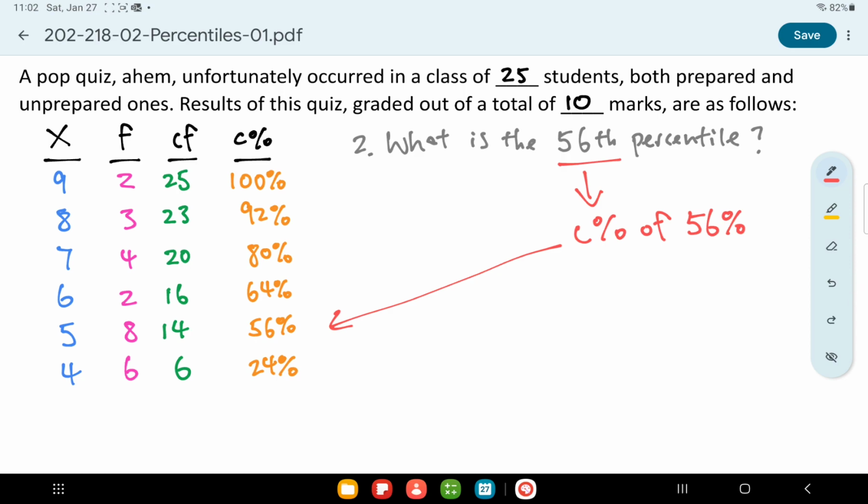Now, we've talked about this. The relative cumulative frequency percentage itself corresponds to the upper real limit of the X score. Okay? That is to say, in a fairly expedient fashion, we can indicate the answer right away as X equals 5.5. This would be the appropriate answer to the question, what is the 56th percentile?